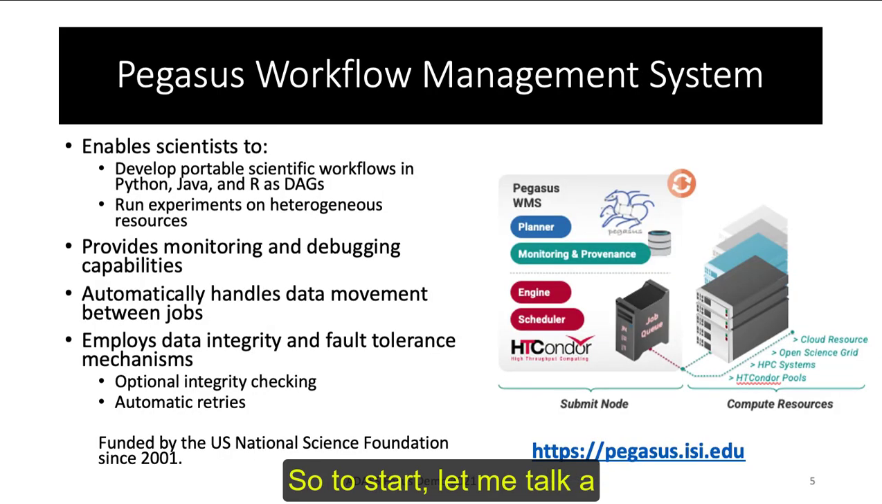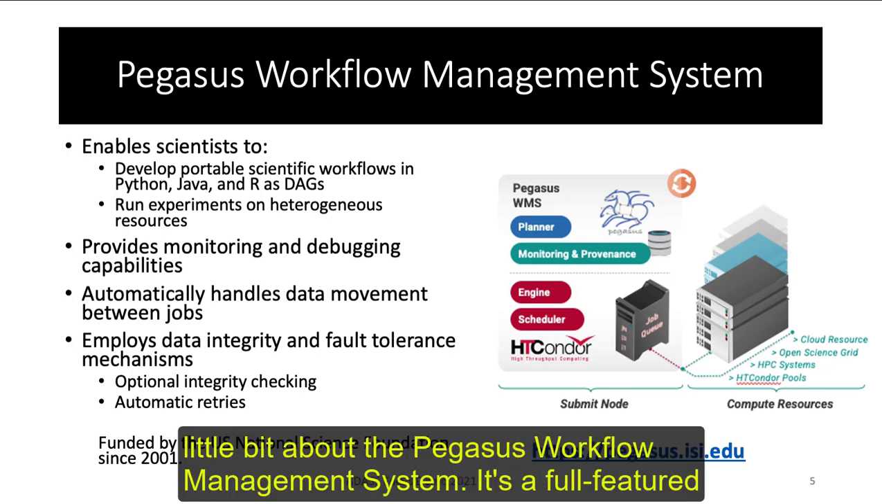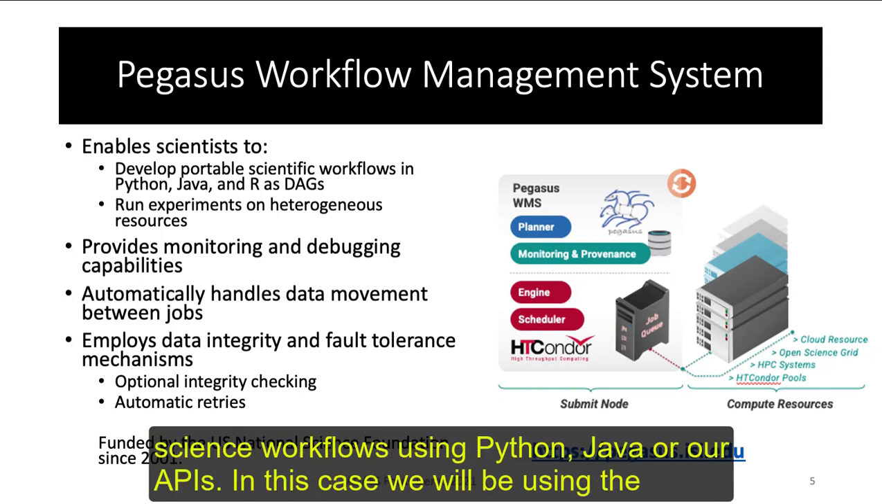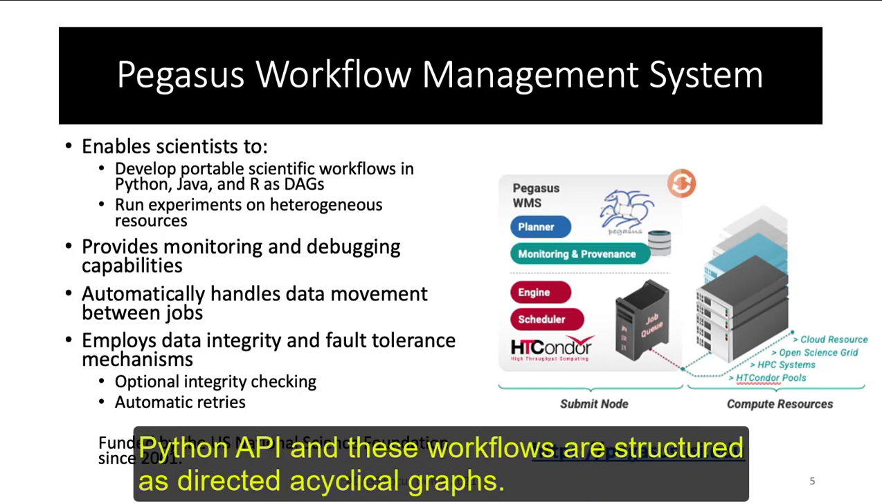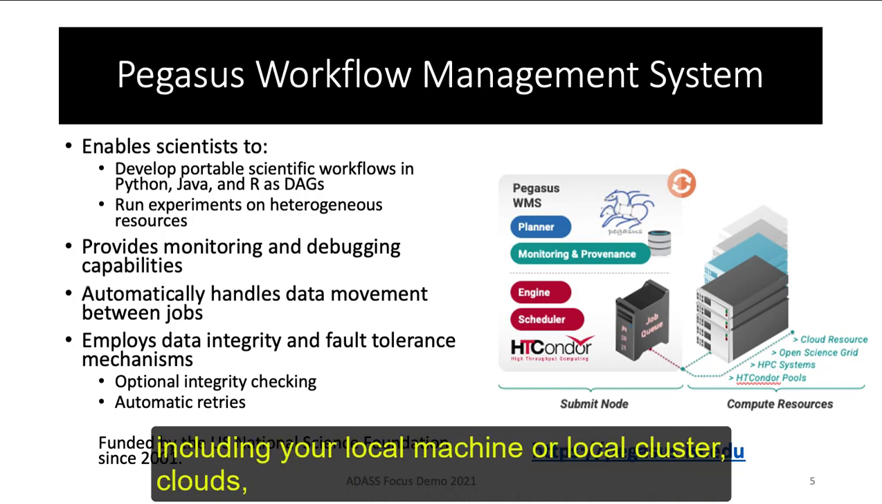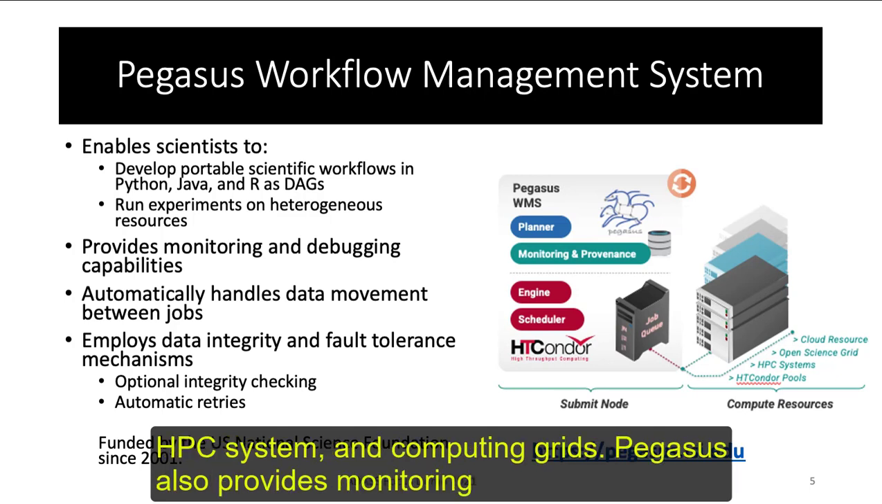So to start, let me talk a little bit about the Pegasus Workflow Management System. It's a fully featured workflow management system. It allows scientists to develop portable science workflows using Python, Java, or R APIs. In this case, we'll be using the Python API. And these workflows are structured as directed acyclic graphs. Scientists can then use Pegasus to run their experiments on heterogeneous resources, including your local machine or local cluster, clouds, HPC systems, and computing grids.